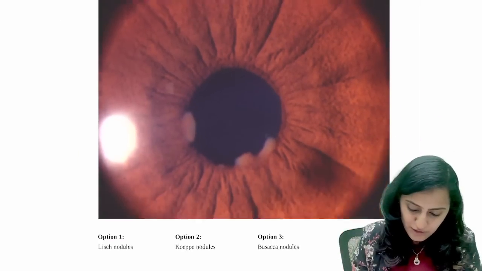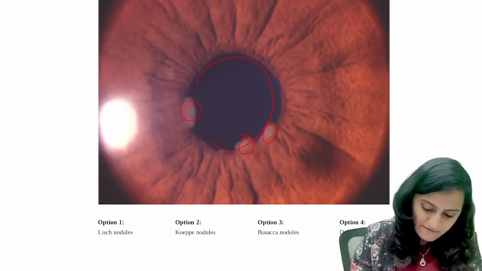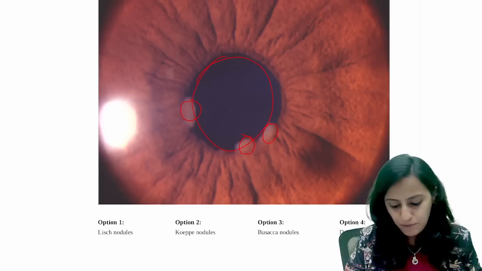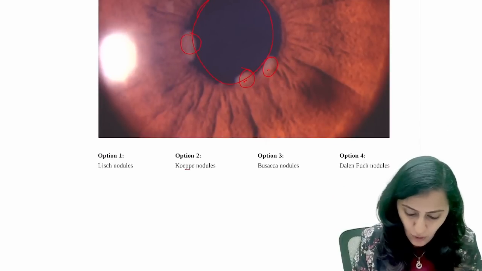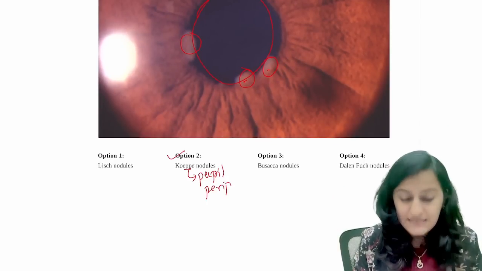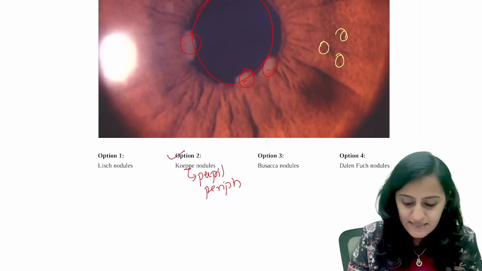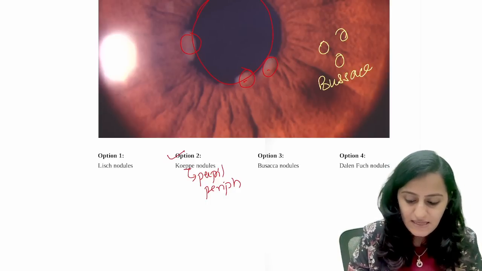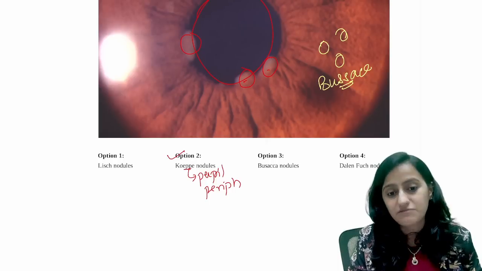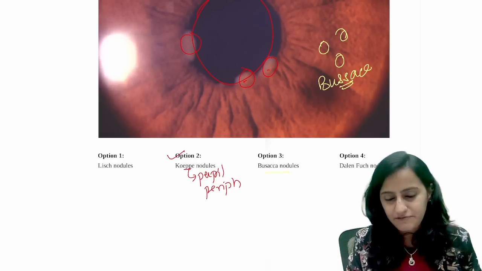Next one, the nodules shown in the image are which nodules? You see the nodules here at the periphery of this pupil. The iris defect pupil, at its periphery, these are the Koeppe nodules. PP, remember pupil periphery is the Koeppe nodules. The nodules on the surface of the iris, surface would be Busacca. Busacca, SS, on the surface of the iris, and Koeppe on the pupil periphery.